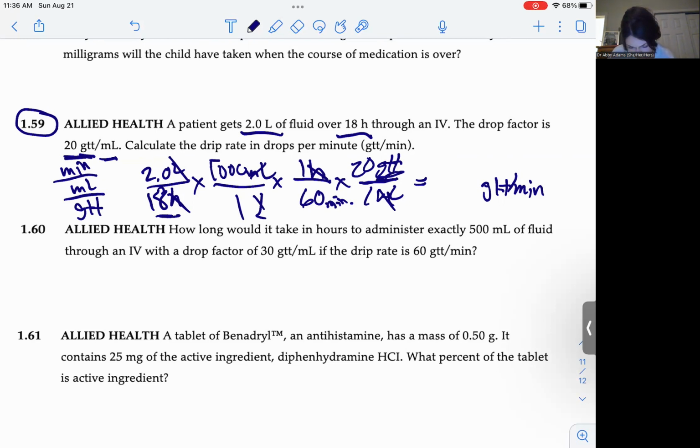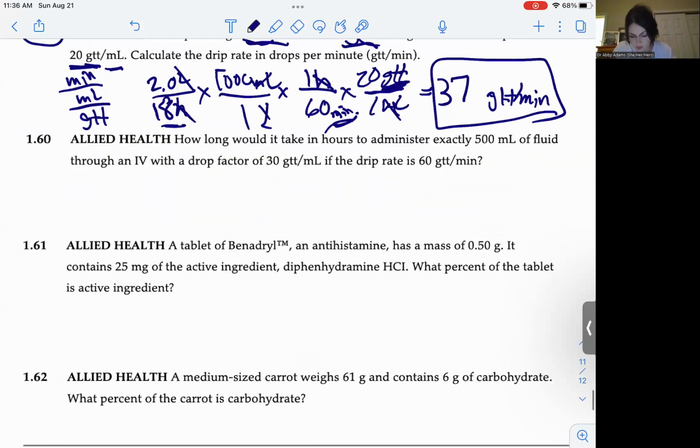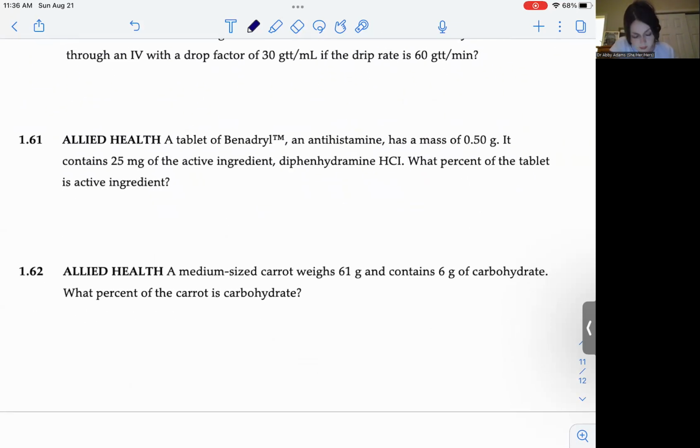And so you're left with GTT, you're left with minutes, and your answer, if you do all this math in your calculator, should be 37. How many sig figs do we use? We're given 2. Okay, there you go. That's your answer. Let's do 1.61, and then we're going to take a break.